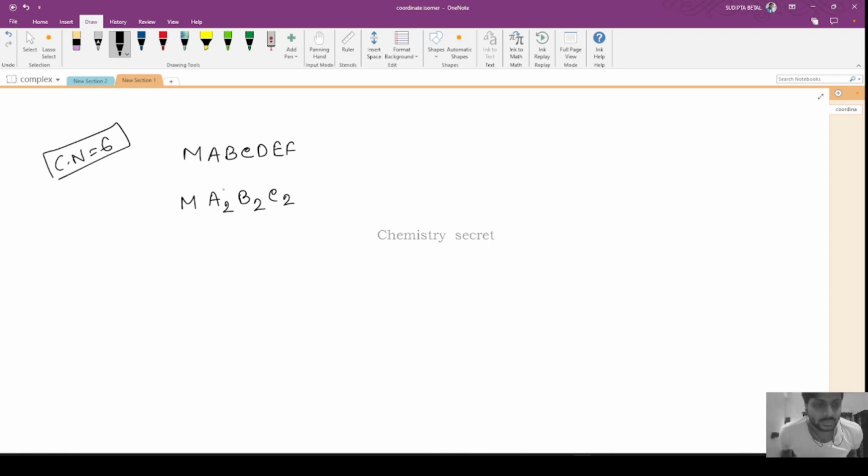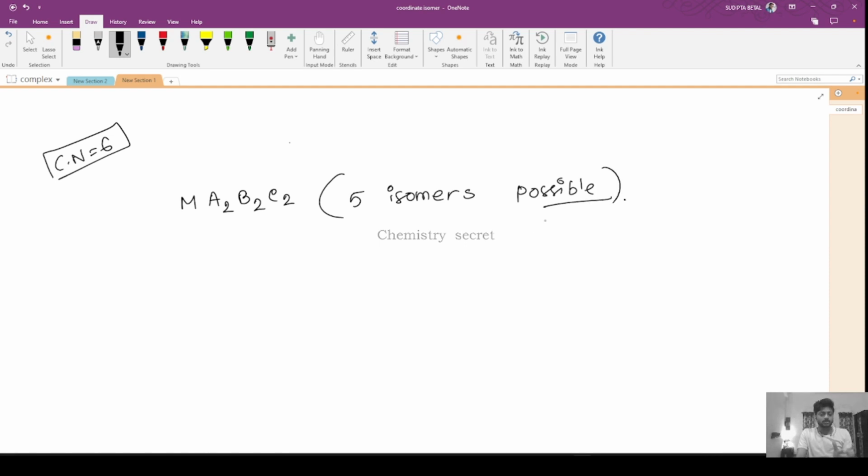Now first we discuss Ma2B2C2. In the case of Ma2B2C2, there are 5 isomers possible. At the end of the video, we will discuss a basic trick for how to calculate the number of isomers present in a particular structure. First we discuss Ma2B2C2. So what are the 5 isomers?